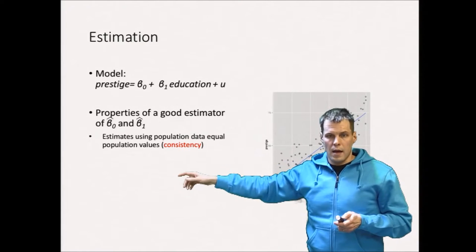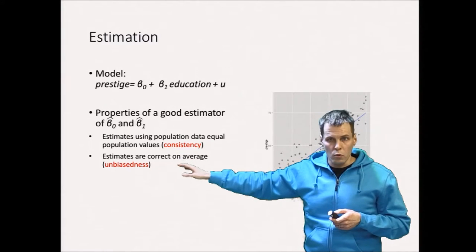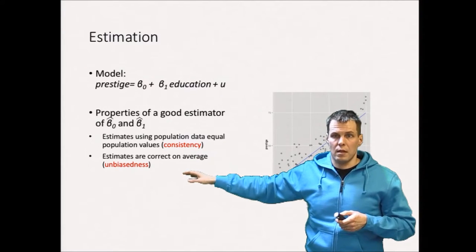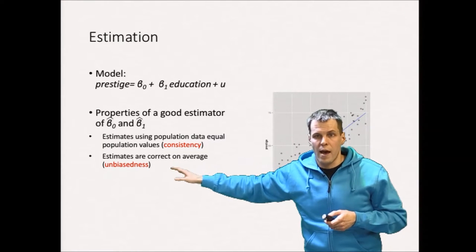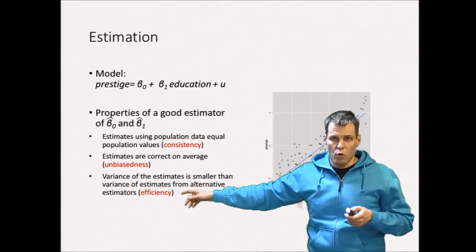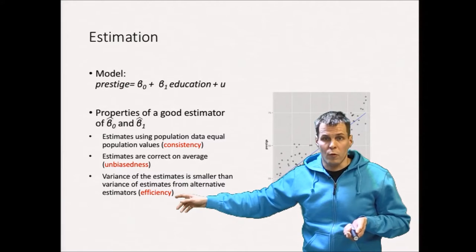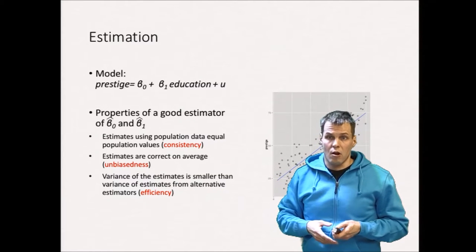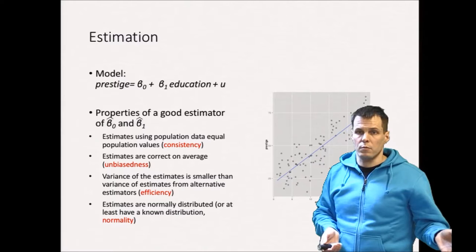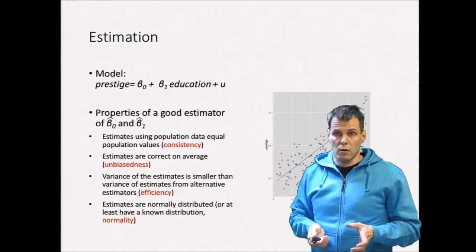Then we have another important property, which is unbiasedness. Unbiased means that even if we don't have the full data set or a large sample, our estimates will be correct on average if we repeat the study over and over. Then we have efficiency, which means that the estimates are more precise or more accurate than any possible alternative estimator. So efficiency is a property that we can use to compare two estimators that are unbiased. Finally, the repeated estimates from repeated samples should be normally distributed or at least follow a known distribution, and that is important for statistical inference or calculating the p-values.